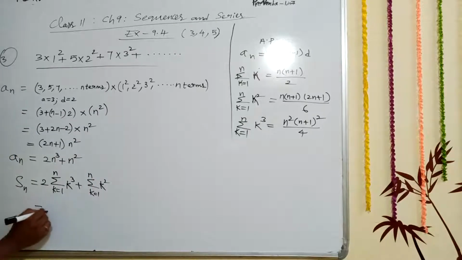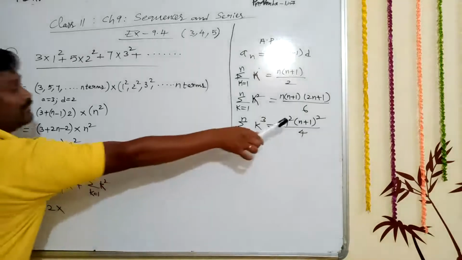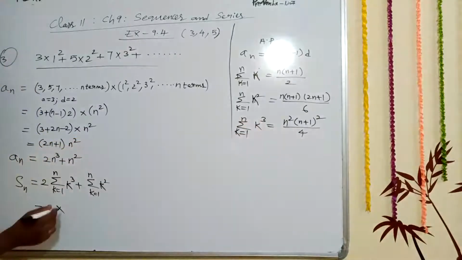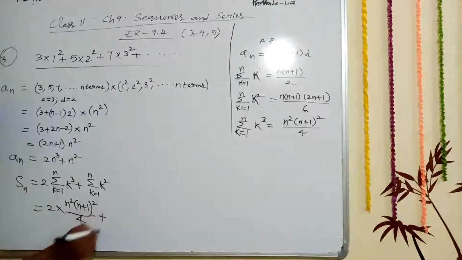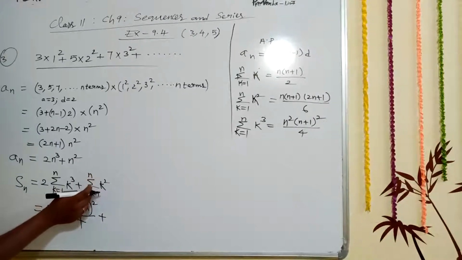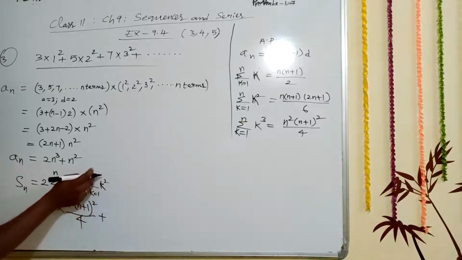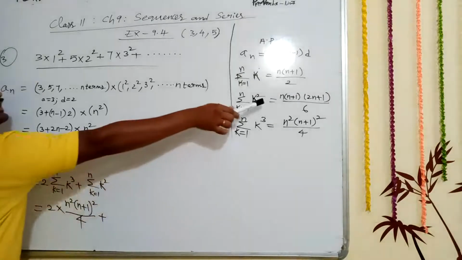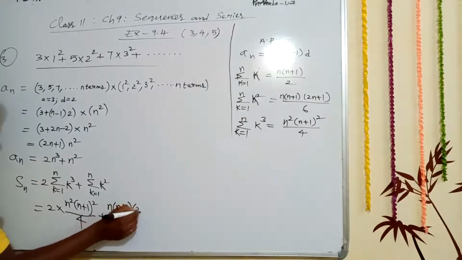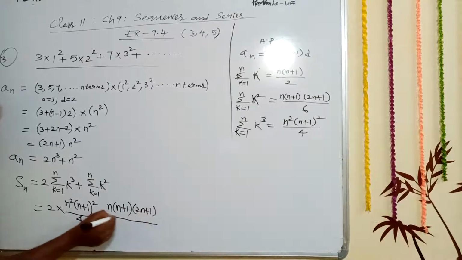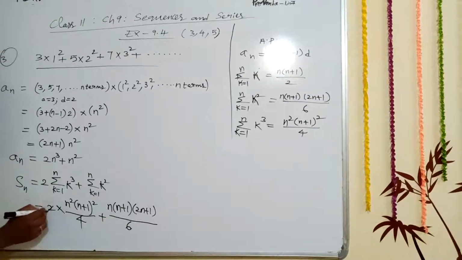So now that is equal to 2 into the summation of 1 to n of k cube, which is nothing but n square into n plus 1 whole square upon 4. Write that: n square into n plus 1 whole square upon 4, plus now sigma k equals 1 to n of k square. K square is nothing but this formula, write down n into n plus 1 into 2n plus 1 upon 6. Now 2 ones are 2, 2 twos are 4.